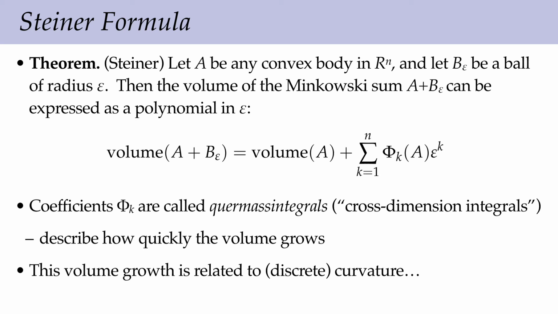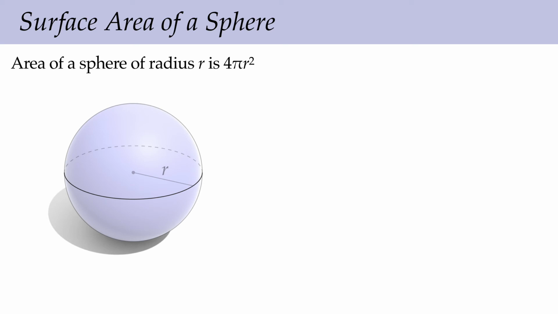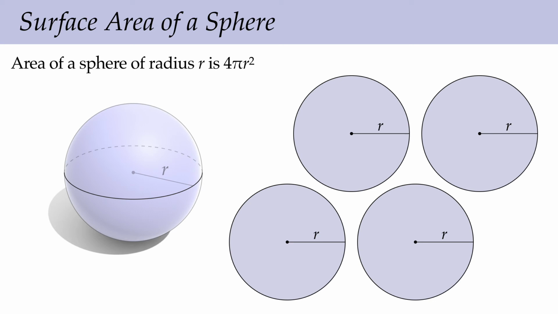Now, before we work all of this out, just a couple reminders of some basic geometric formulas. So, first of all, the surface area of the sphere. You may remember that if I have a sphere of radius r, its area is 4 pi r squared. It's kind of interesting. What that means is if I take four disks that all have the same radius as the sphere, I should exactly be able to cover the sphere with these four disks. I'm not quite sure how to do it, but I do know that it's possible.